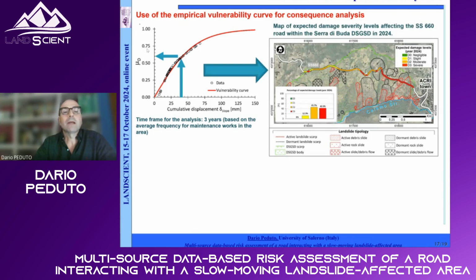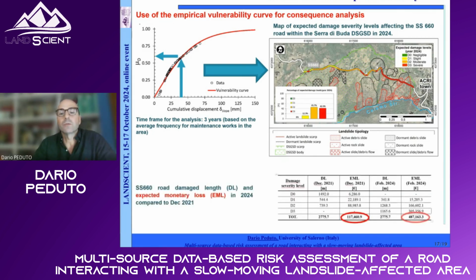By collecting all the information, we derived this map, in which you can see the road track colored according to the expected level of damage by the end of 2024. As you can see, by the end of this year, most of the road is expected to reach a severe level of damage if no countermeasures are taken.